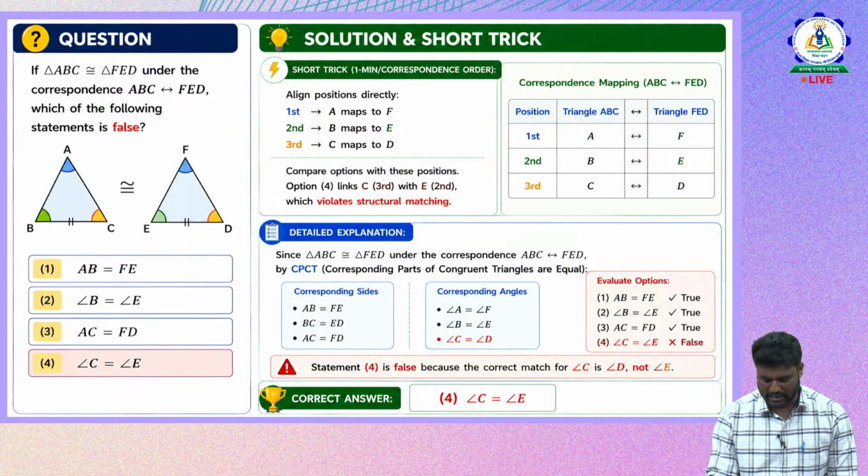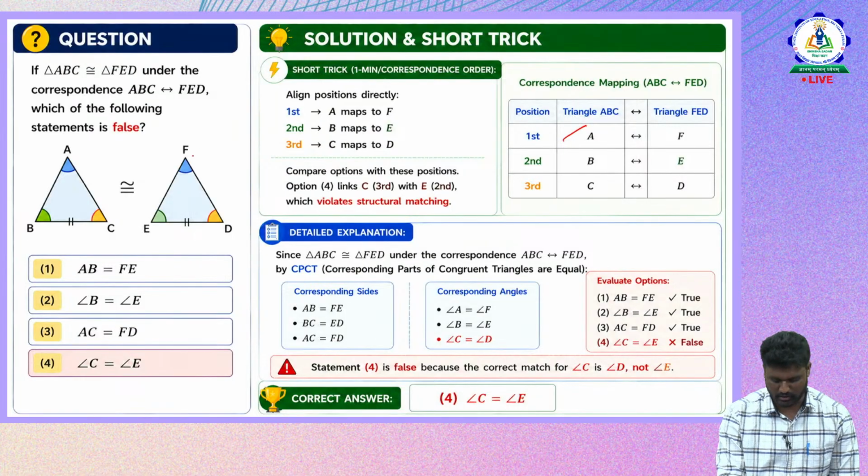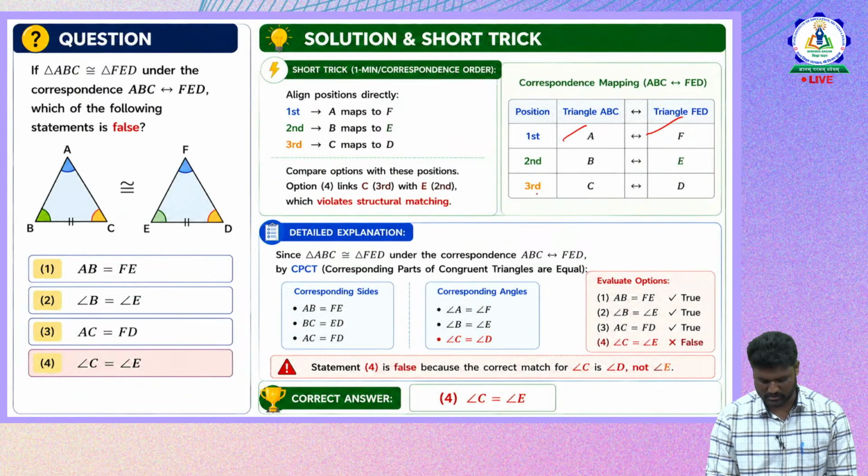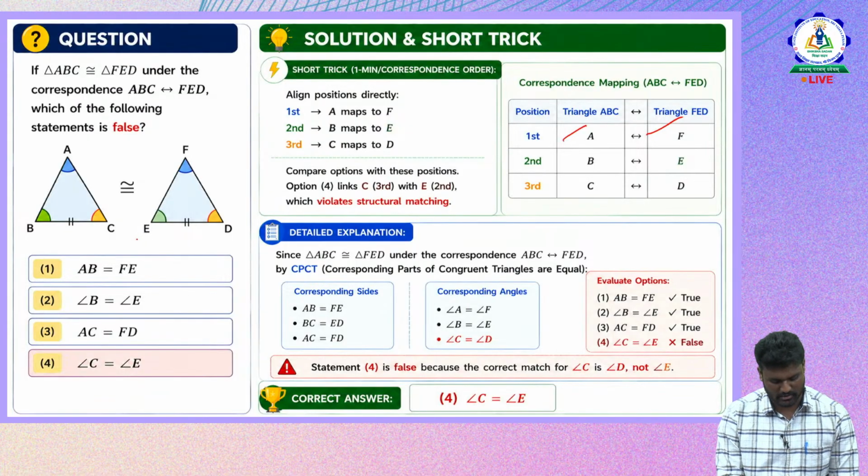In triangle ABC, first let us map A. A is congruent to F, so that means angle A is equal to angle F. Second, B and E: in triangle ABC and triangle FED, B and E are corresponding. So B maps to E, and third, C maps to D. Okay, this is fine.